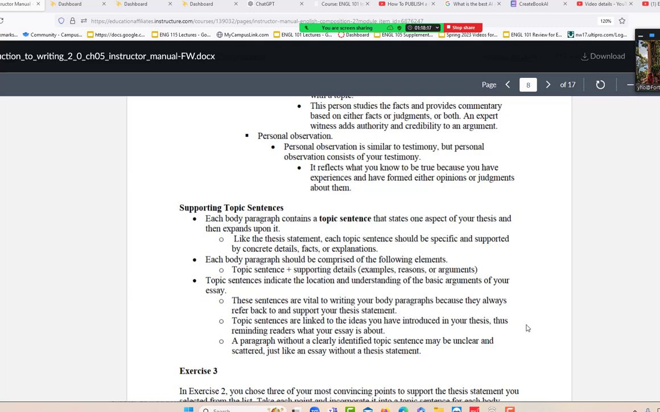Topic sentences indicate the location and understanding of the basic arguments of your essay. These sentences are vital to writing your body paragraphs because they always refer back to and support your thesis statement. Topic sentences are linked to the ideas you have introduced in your thesis, thus reminding readers what your essay is about. A paragraph without a clearly identified topic sentence may be unclear and scattered, just like an essay without a thesis statement.